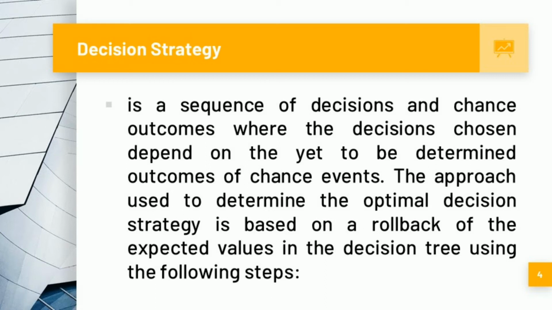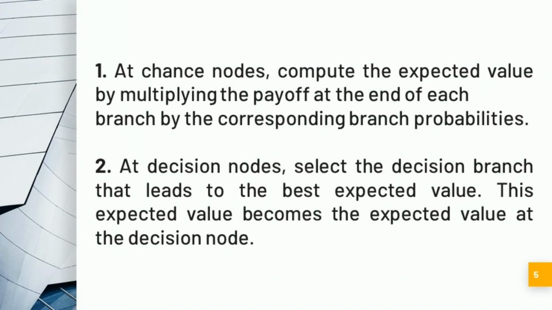The approach used to determine the optimal decision strategy is based on the rollback of the expected values in a decision tree using the following steps. The first step is at chance nodes: compute the expected value by multiplying the payoff at the end of each branch by the corresponding branch probabilities. The second step, at decision nodes, is to select the decision branch that leads to the best expected value. This expected value becomes the expected value at the decision node. And now, to learn more about decision analysis, let's watch the video.